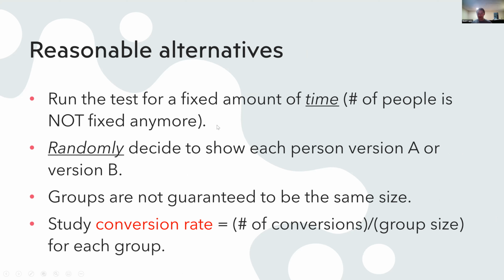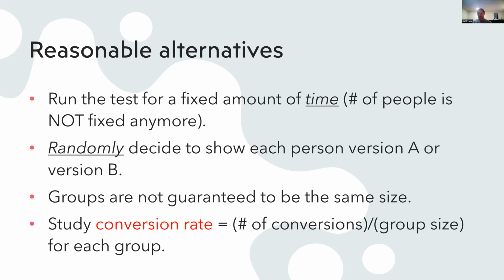One is that instead of fixing the number of people, we could fix the amount of time. We could say we're going to run this test for a week, and at the end of the week, we've got all the data and we'll do the analysis. But if you do it that way, the number of people is not fixed anymore. You don't know how many people you're going to get in that time, and you may have to choose the time wisely before you run the test to make sure you get enough people.